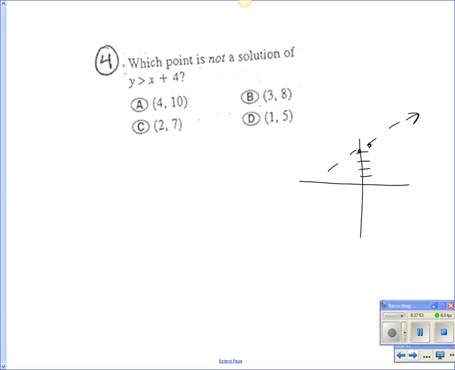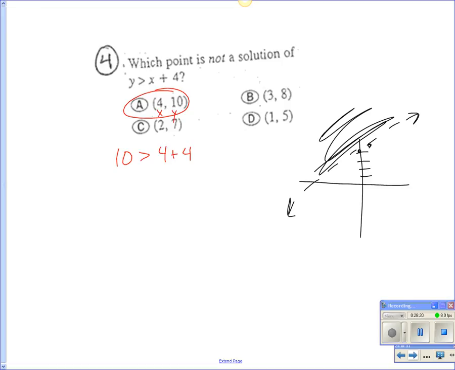What else do I have to do to this graph? Where would I shade? Where would the answers not be? Below it. The answers wouldn't be below it. Okay? All right. I like plugging in your answers better. Let's start with A. Which one of these gets plugged in for Y? 10. What gets plugged in for X?